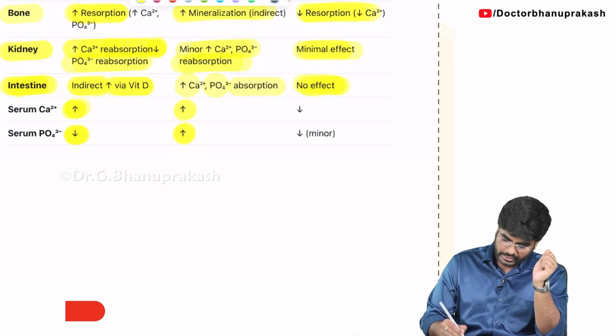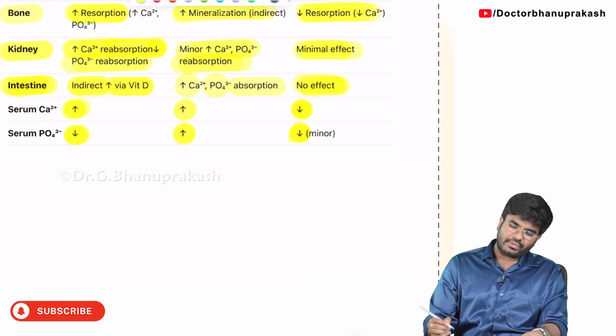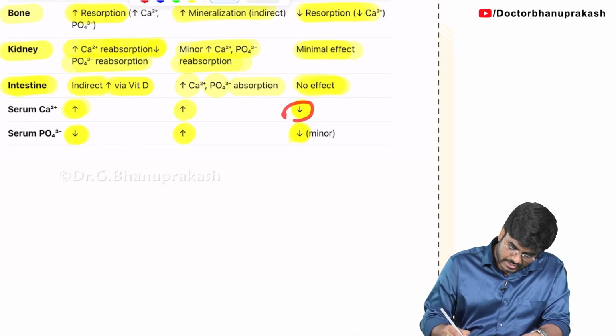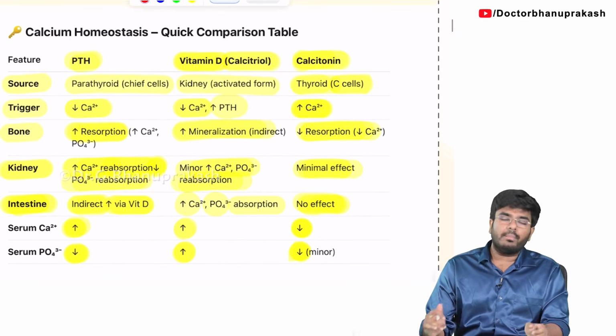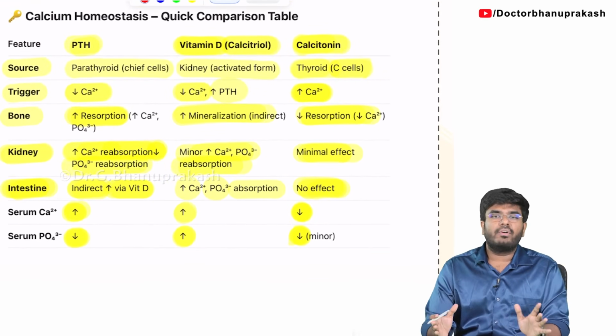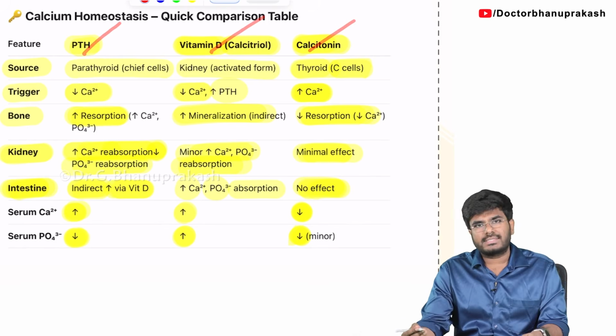But what about the calcitonin? Calcitonin decreases both. Calcitonin decreases the calcium levels as well as the phosphate levels. Mainly, it decreases the calcium. So, with this, what have we completed? We have completed the comparison. Okay, what are the three important hormones? The three important hormones responsible for the calcium homeostasis.